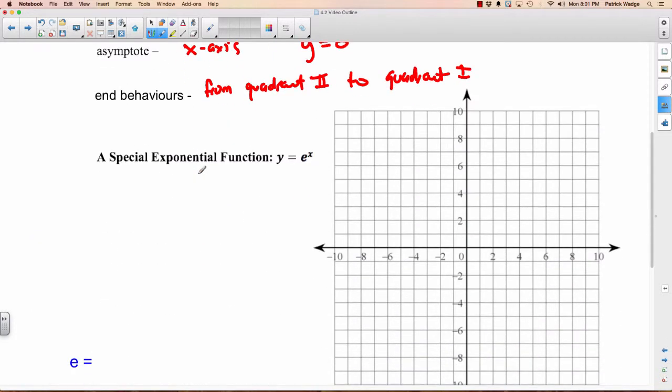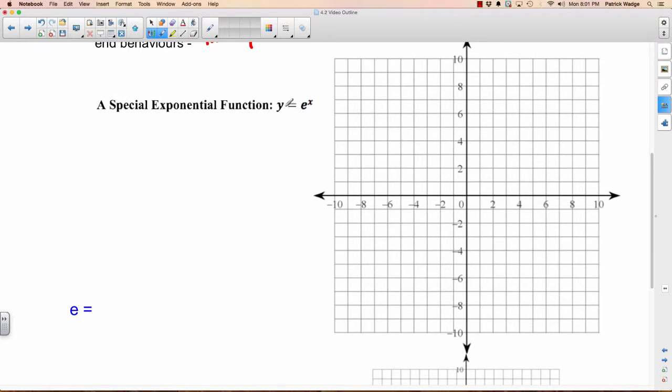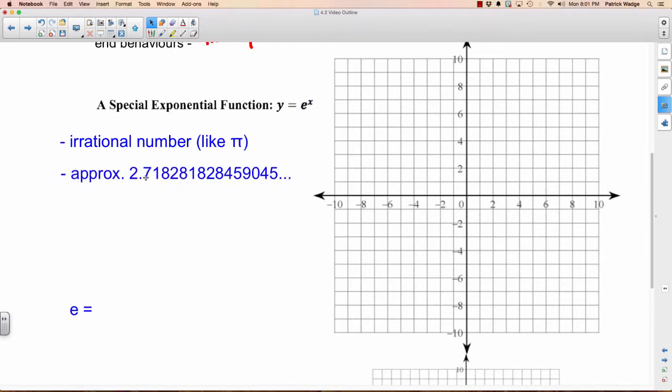Okay, very quickly I want to talk about a special exponential function, which is y equals e to the x. Believe it or not, e is a number. I don't know if you've encountered that before. It's a very important number. It's an irrational number like pi is. So remember, irrational numbers are decimals that go on and on forever. They never stop. They never repeat. It's approximately equal to 2.718281828. But how long does this really go? It goes forever. It never repeats. So this is just approximate.